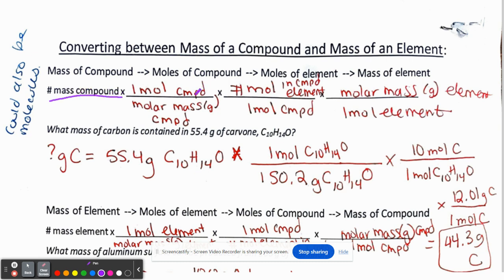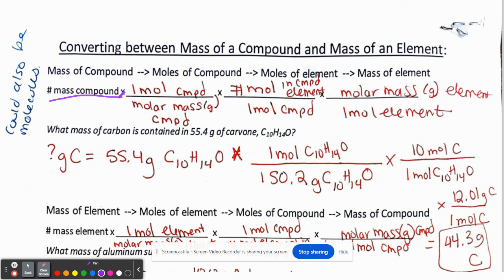All we're doing is we want your units to cancel so that we end up with what we want in the end. That's all we have to do. So it's not like you have to memorize this formula. Think logically about what will cancel out so that you can get to the mass of an element in the end. So first step is we're going to take this mass of a compound and we're going to convert that mass in grams to moles of the compound.